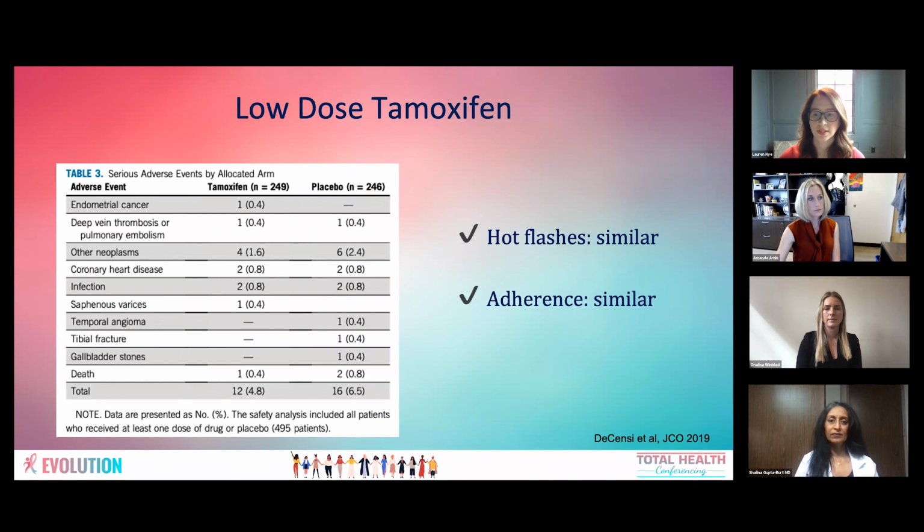However, what we did see was that women reported similar hot flashes, whether they were in the placebo group or the tamoxifen group, as well as similar adherence, promoting the idea that this is a much more well-tolerated dose of tamoxifen for women. We also did not see any increase in any of the serious adverse events, such as CVT or additional neoplasms, such as endometrial cancer.